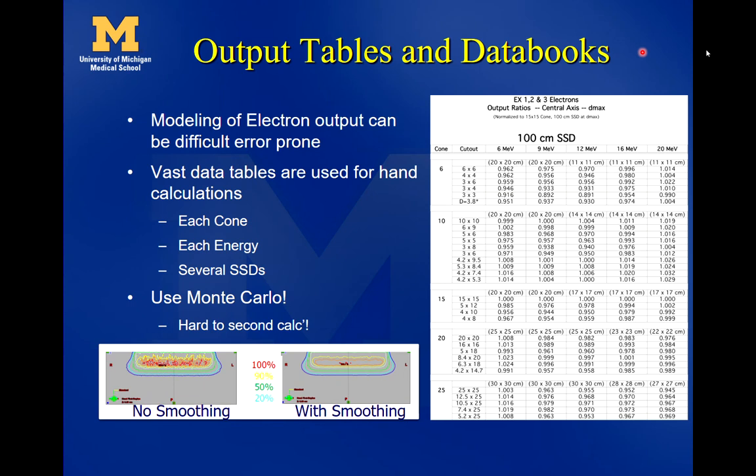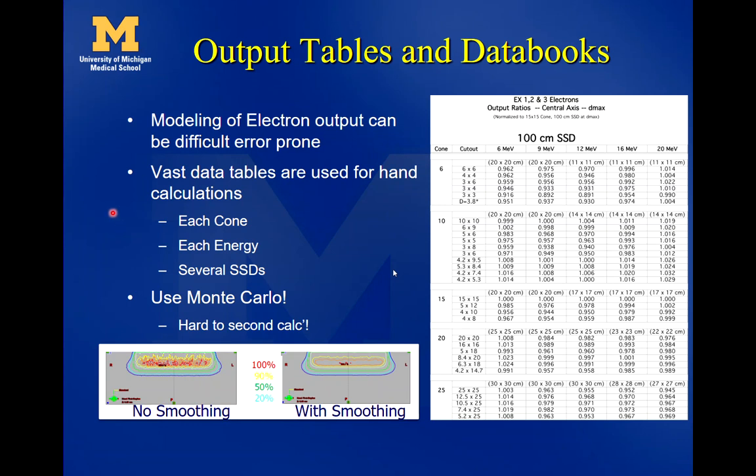Every department should have outputs, tables, and data books. Here's an example of ours. You can see we have, for every cone, 6, 10, 15, 20, 25, and every energy, 6, 9, 12, 16, and 20, we fill out these enormous data tables. It takes a very long time to measure all these. These data tables are vast and can be used for hand calculations for each cone, each energy, and several different source to surface distances, usually 100, 105, or 110, things like this.